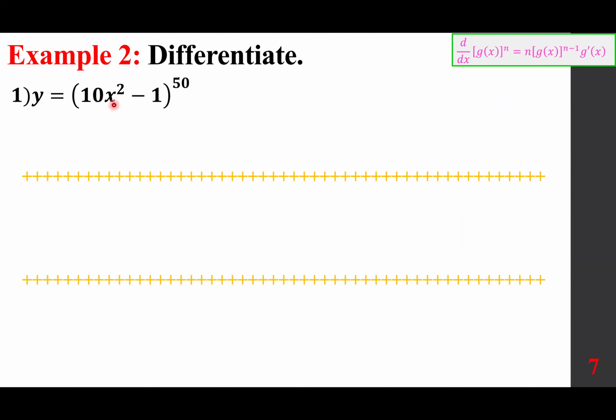So y equals 10x squared minus 1 to the power of 50. We are going to differentiate this, and we are going to use the extended power rule, starting with n, which is 50, times the function g of x, that means the parentheses, to the power of n minus 1. 50 minus 1 or 49.